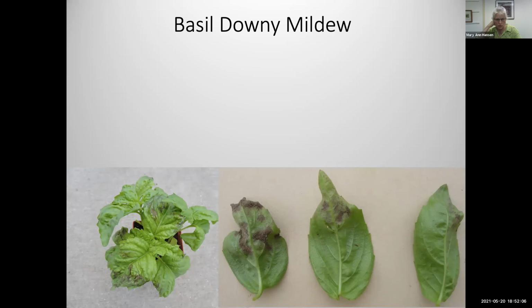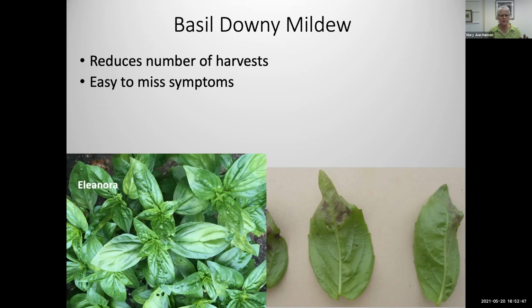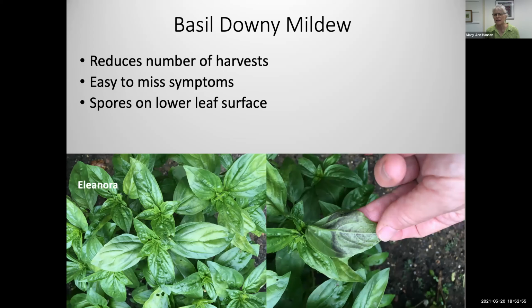It's easy to miss these symptoms. They can start out as just kind of irregular yellowing or irregular browning. You may think something damaged the leaves. Here you see a variety that's a little more resistant to this disease, but you can see that kind of irregular yellowing. And if you turn those leaves over, you might see that kind of dirty look to the underside of the leaf.